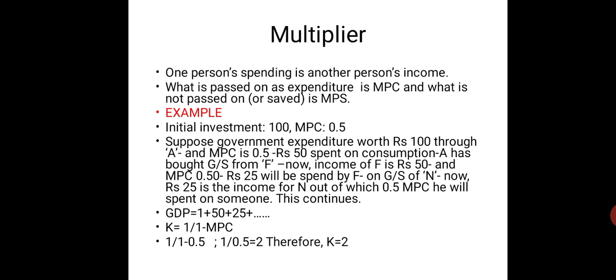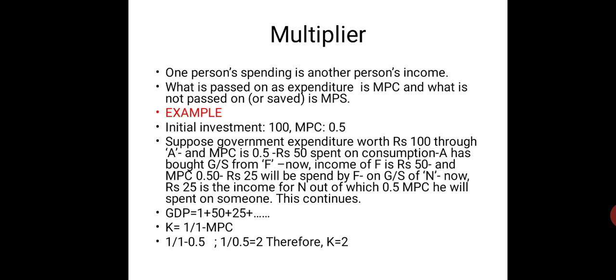Again MPC is 0.50, that is, half of the income will be spent by Philbin on goods and services. Half of 50 is 25. So 25 will be spent by Philbin on goods and services provided by Nikhil. Now that 25 is the income of Nikhil. What Philbin is spending becomes Nikhil's income. That is what we said in our assumption: one person's spending is another person's income.